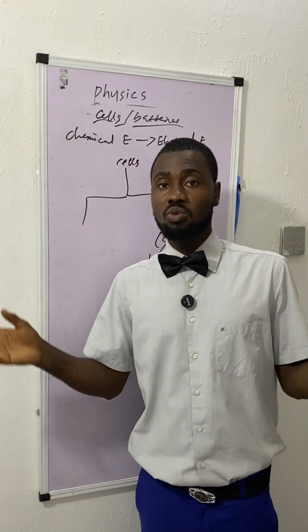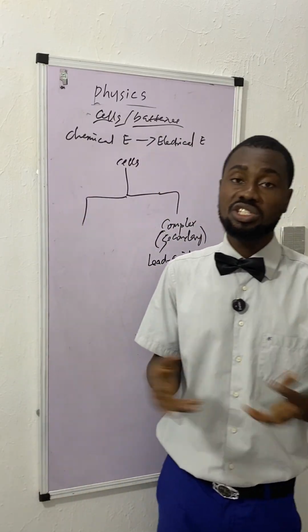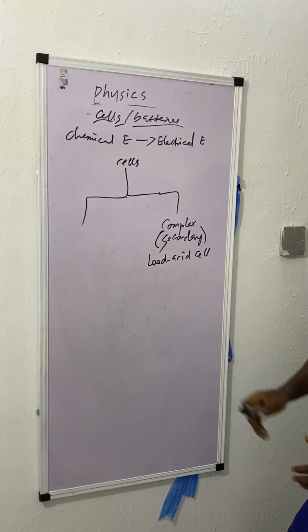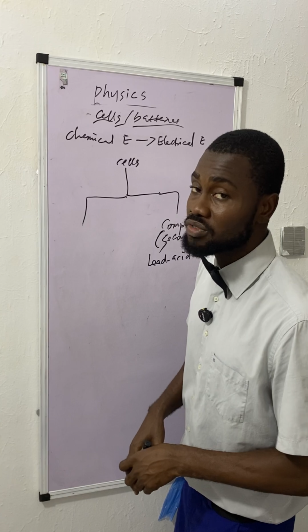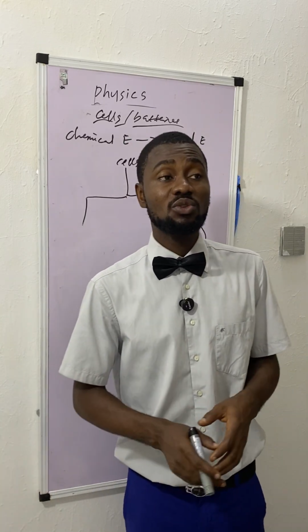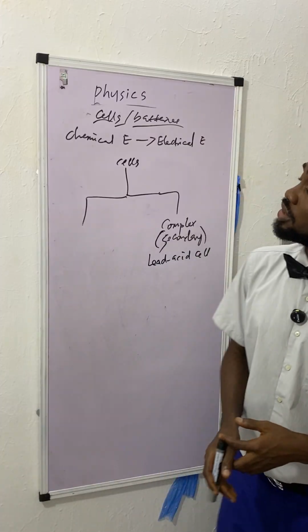A simple cell can be stored for long without discharging. You can store it for 1 year, 2 years. But complex or secondary cells, you can't store for long. That's why when you keep your phone for 3 days, 4 days, 5 days, 1 week, it runs down even after you've charged it 100%.